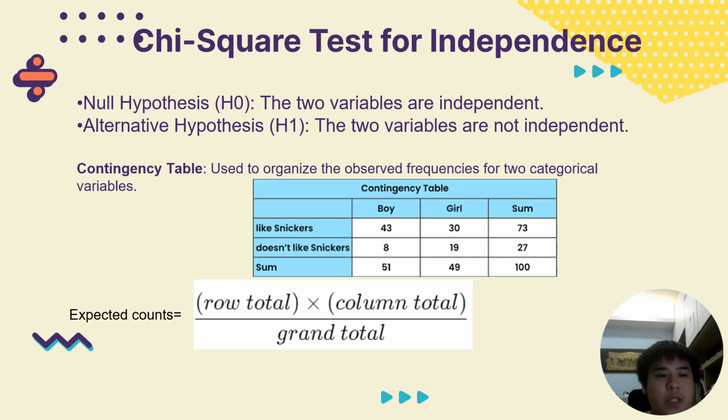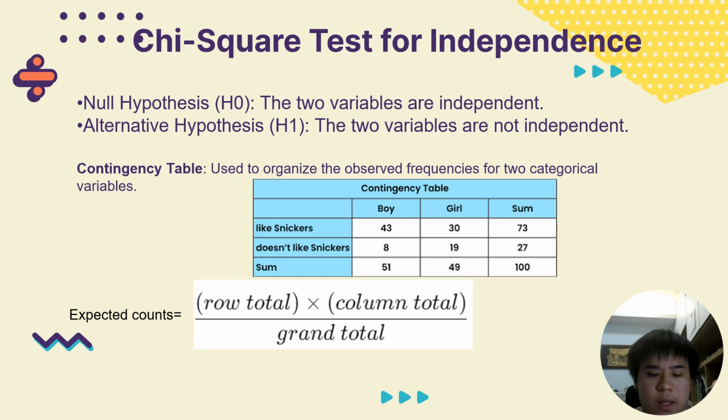Moving on, chi-square test for independence. This is used when you want to determine if there is an association between 2 categorical variables. We'll go over an example later. I'm going to say the null hypothesis first. The null hypothesis will be that the 2 variables are independent. The alternative is that the 2 variables are not independent.